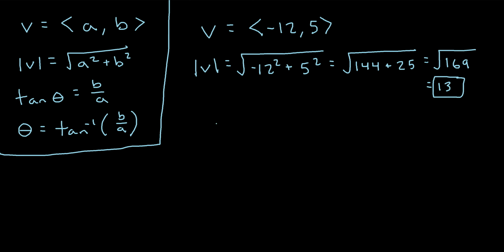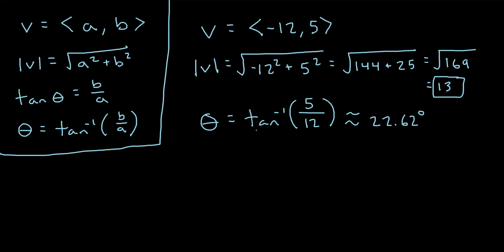Now let's see if we can find the direction. So we'll say theta is equal to the inverse tangent of B over A. So B is 5 and A is -12. But when working with inverse tangent, we'll always use positive numbers. So what we're going to punch into our calculator is the inverse tangent of 5/12. And we'll find that that's about 22.62 degrees. But here's the catch on this one.